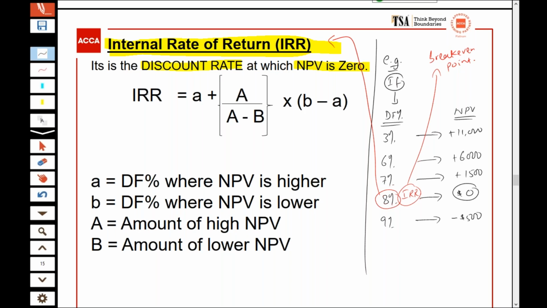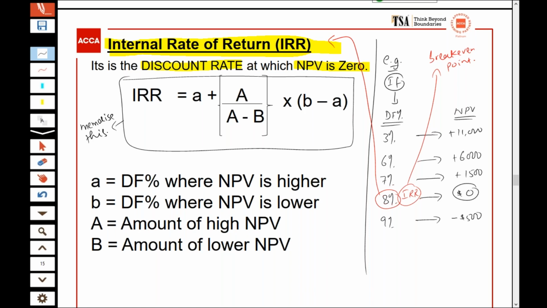So this is a simple formula, and you have to memorize this formula. This will not be given in the exam. You have to memorize it. See, what is written here? IRR is equal to small a plus capital A upon capital A minus B, times B minus a. You might have studied it in a positive and a negative manner. I am also explaining in a very simple manner. Don't be confused by positive and negative. Just follow what is written here.